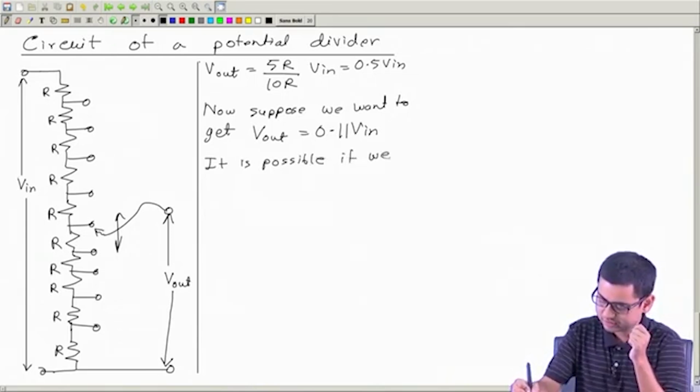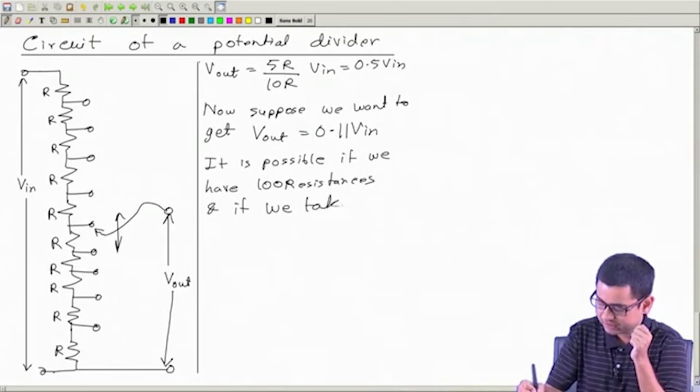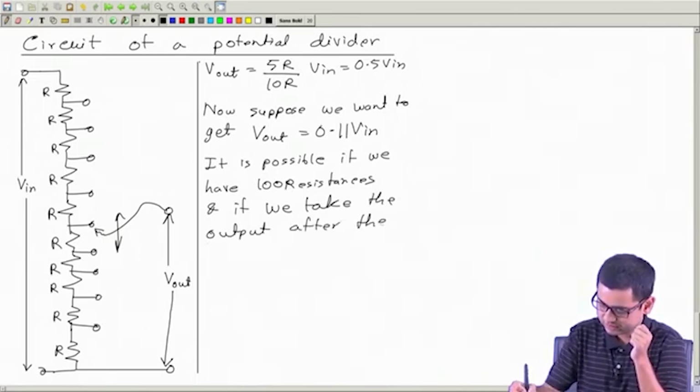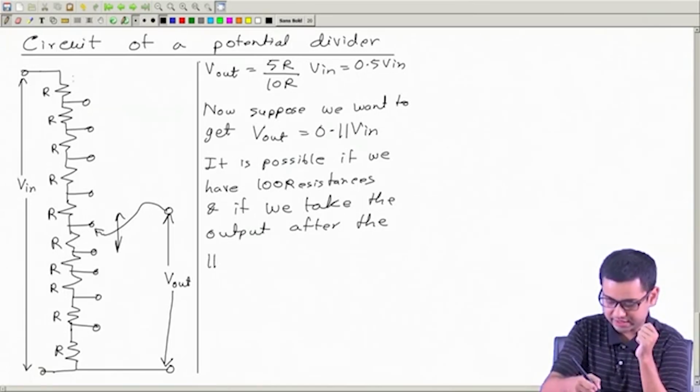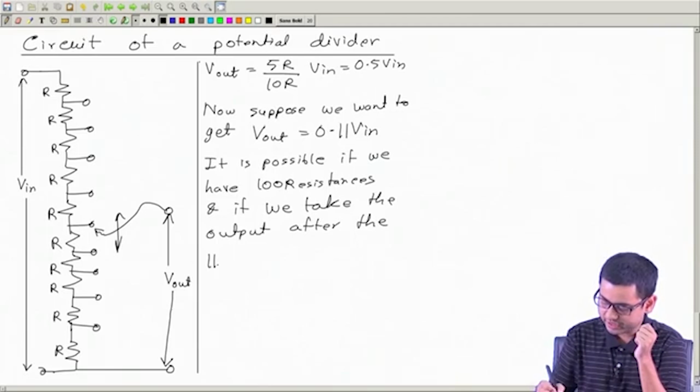So, it is possible if we have 100 resistances and we take the output after the 11th resistance. Count 1, 2, 3, 4, and so on, 11 resistances, out of 100 total, and put the jockey there. Then you get exactly 0.11 of V in.